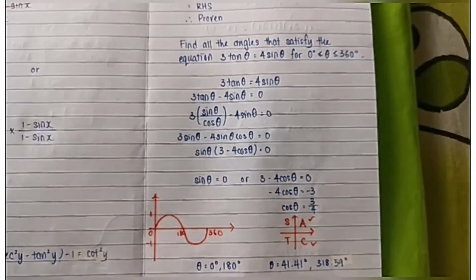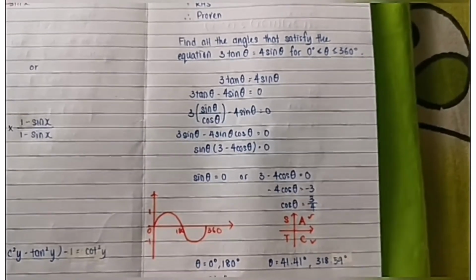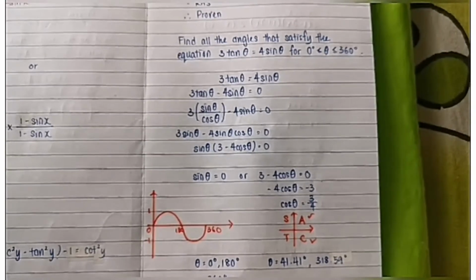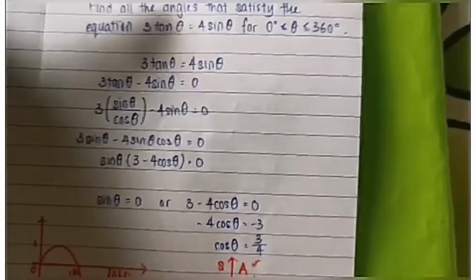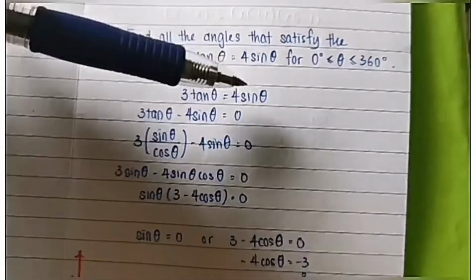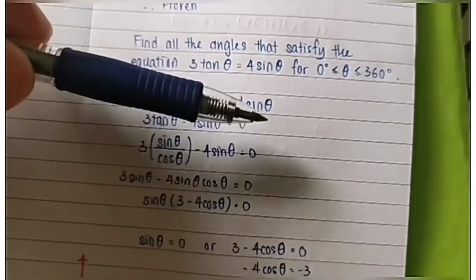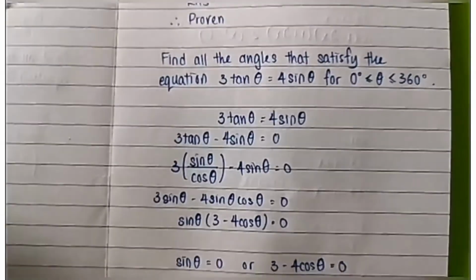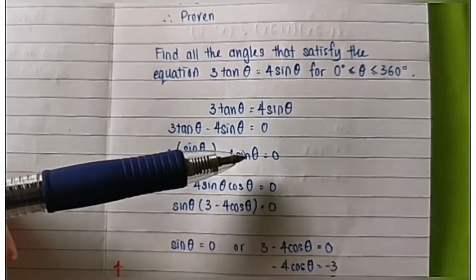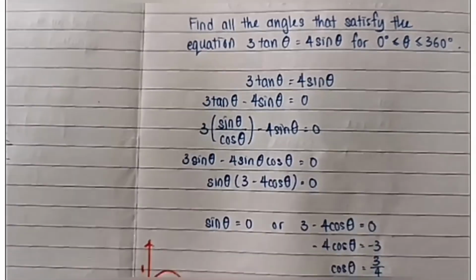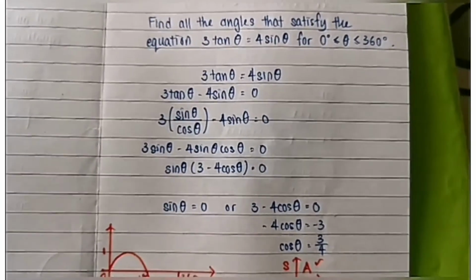So lastly, find all the angles that satisfy the equation 3 tangent theta equals 4 sine theta for 0 degrees to 360 degrees. So firstly, we need to use the basic identity. We bring everything to the left side, leaving 0 at the right side. Tangent is equal to sine over cos, so 3 sine theta over cosine theta minus 4 sine theta. Make it the same denominator.